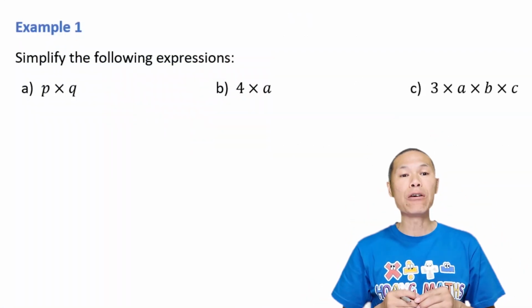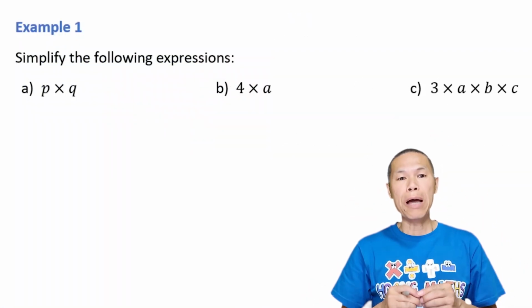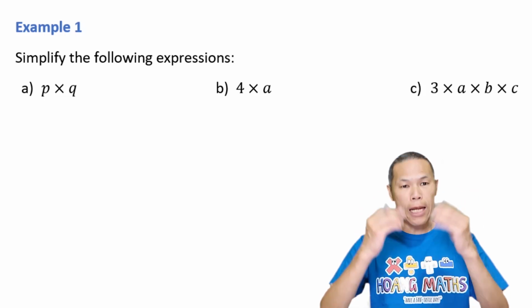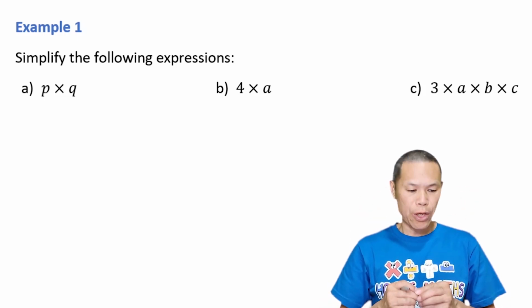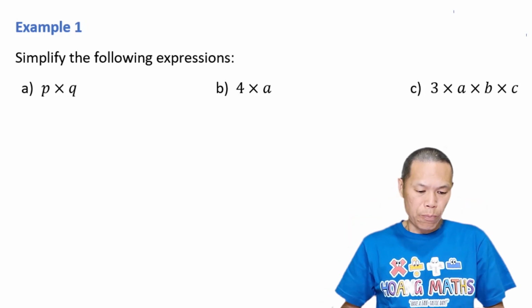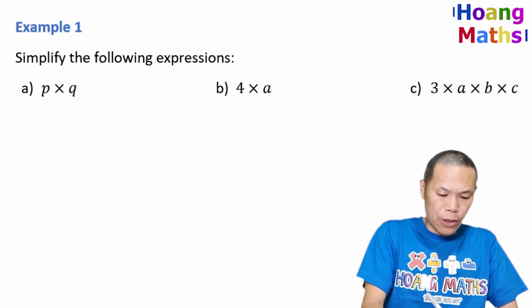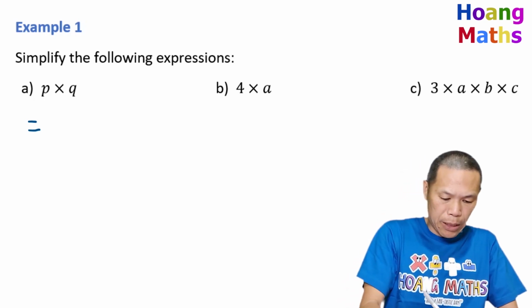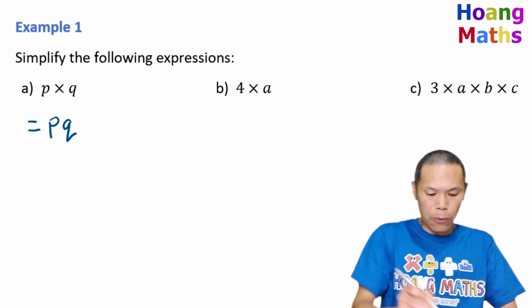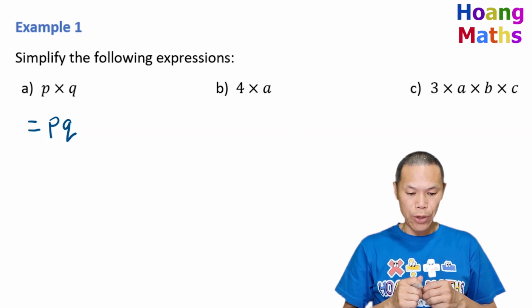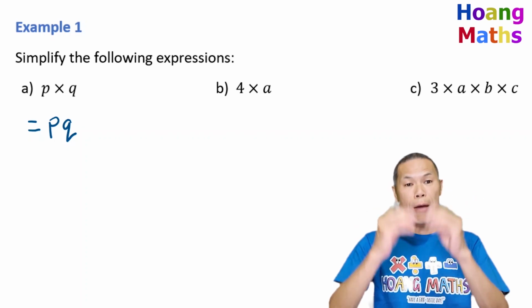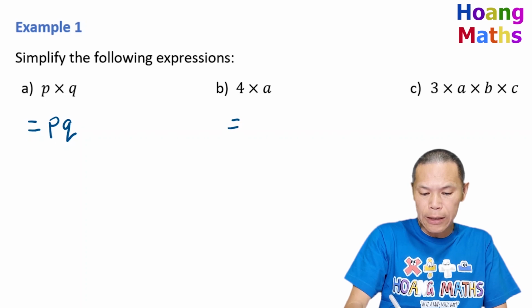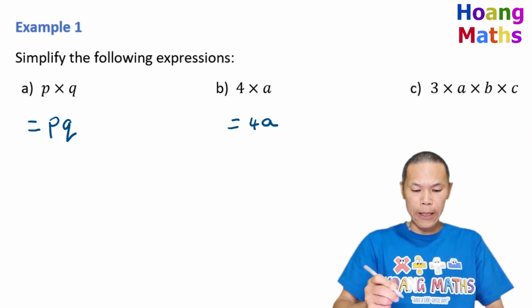When we simplify algebraic expressions by multiplying, what we do is multiply numbers with numbers, and letters with letters. So for example, question 1, part A. We have P times Q. So that is PQ. There you go. Part B. We have 4 times A. So 4 times A is 4A.